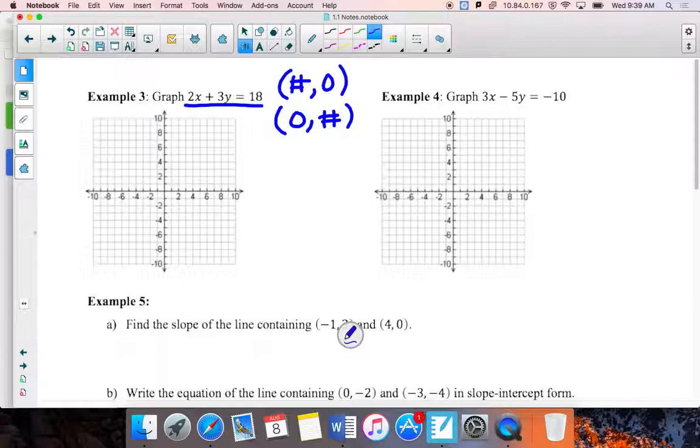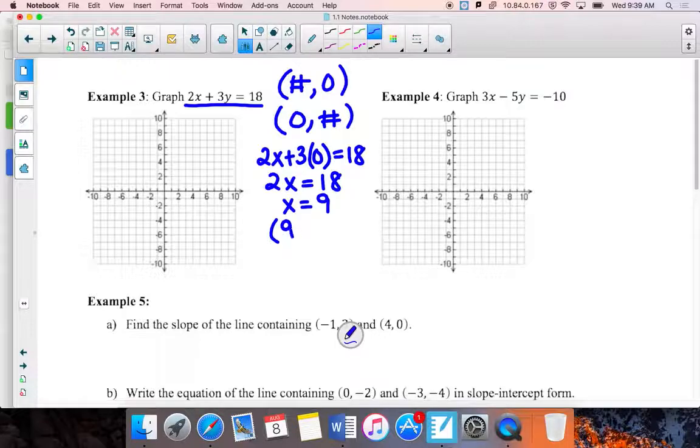So all we're doing is plugging in 0 for y the first time, and then plugging in 0 for x, and finding those two ordered pairs. So for this first one, if I plug in 0 for y, that's going to be 2x plus 3 times 0 equals 18. 2x equals 18, so x is 9 when y is 0. So I can write that as an ordered pair, (9, 0), and I can plot that on my graph.